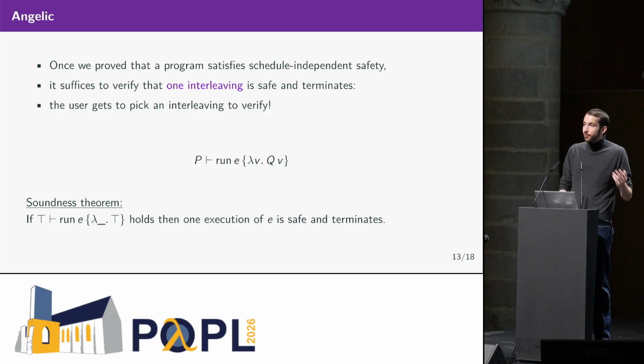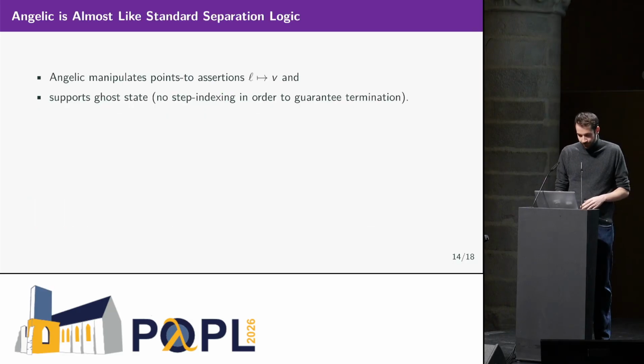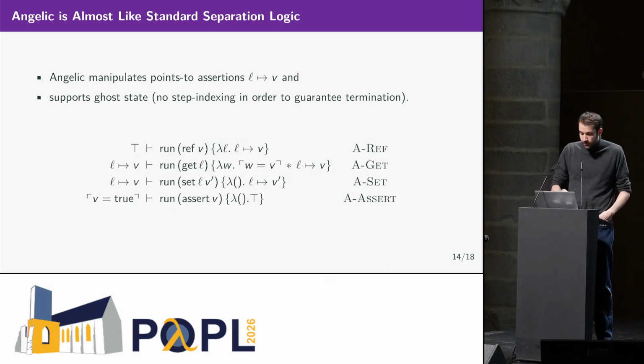Again, what are the rules of this separation logic? It's again almost like a standard separation logic. You manipulate points-to assertions, and it supports ghost state without step indexing in order to guarantee termination. Then these are the rules of Angelic. So you have the standard rule for ref, get, set, and also for assert. So this time for assert, you have to prove that one execution is safe and terminates. So you have to prove that the value is indeed equal to true.